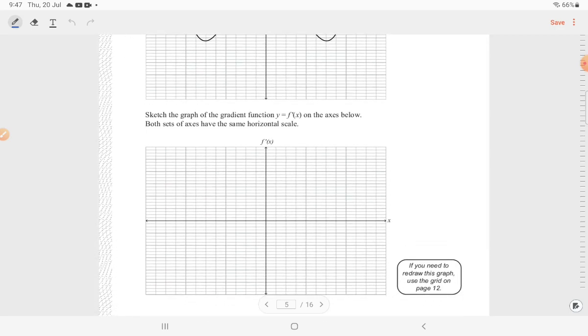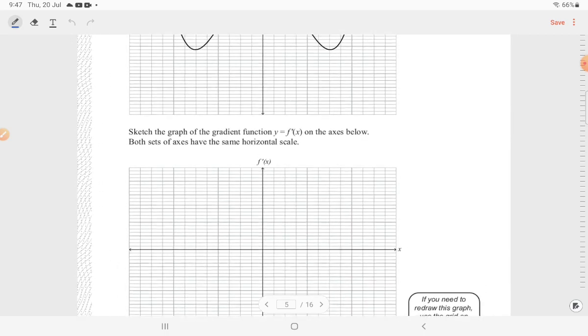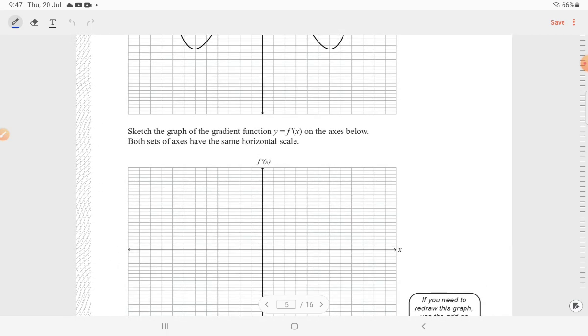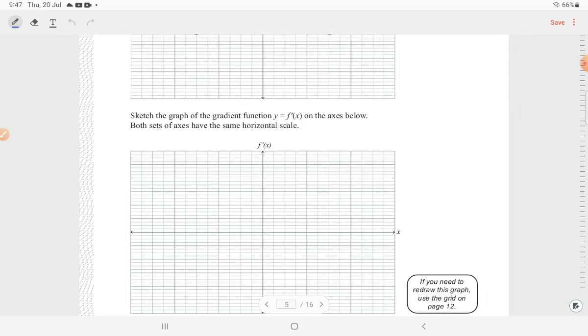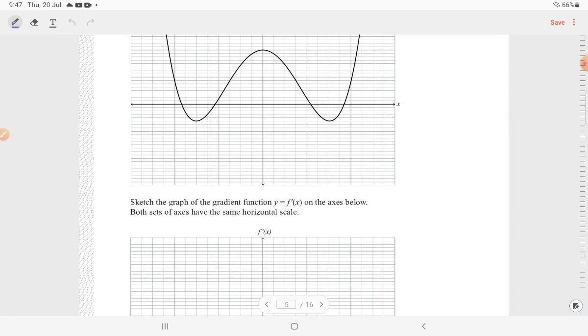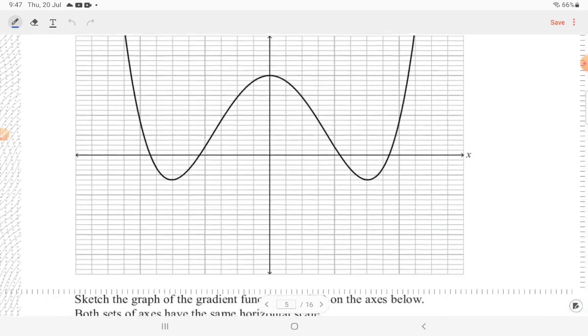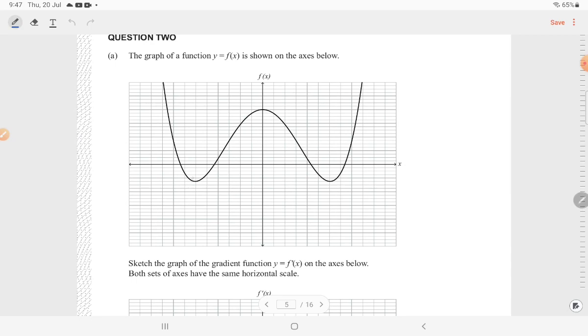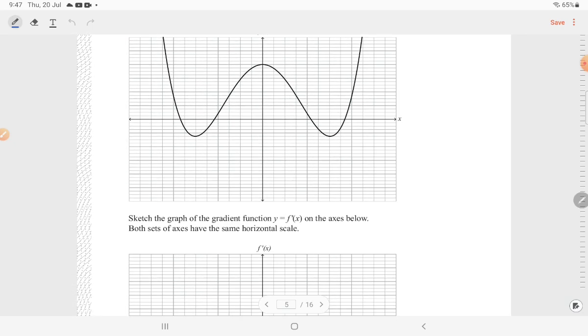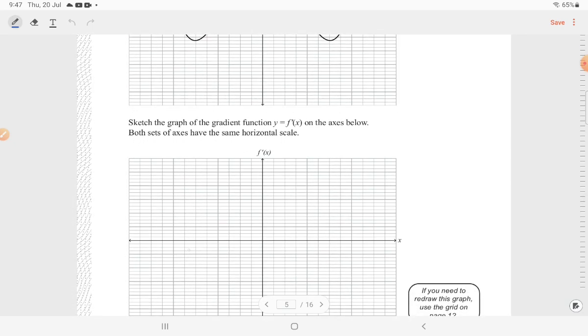Sketch the graph of the gradient function y equals f dash x on the axis below. Both sets of axes have the same horizontal scale. So when the gradient of this is 0, then on f dash x that will go through the point 0.